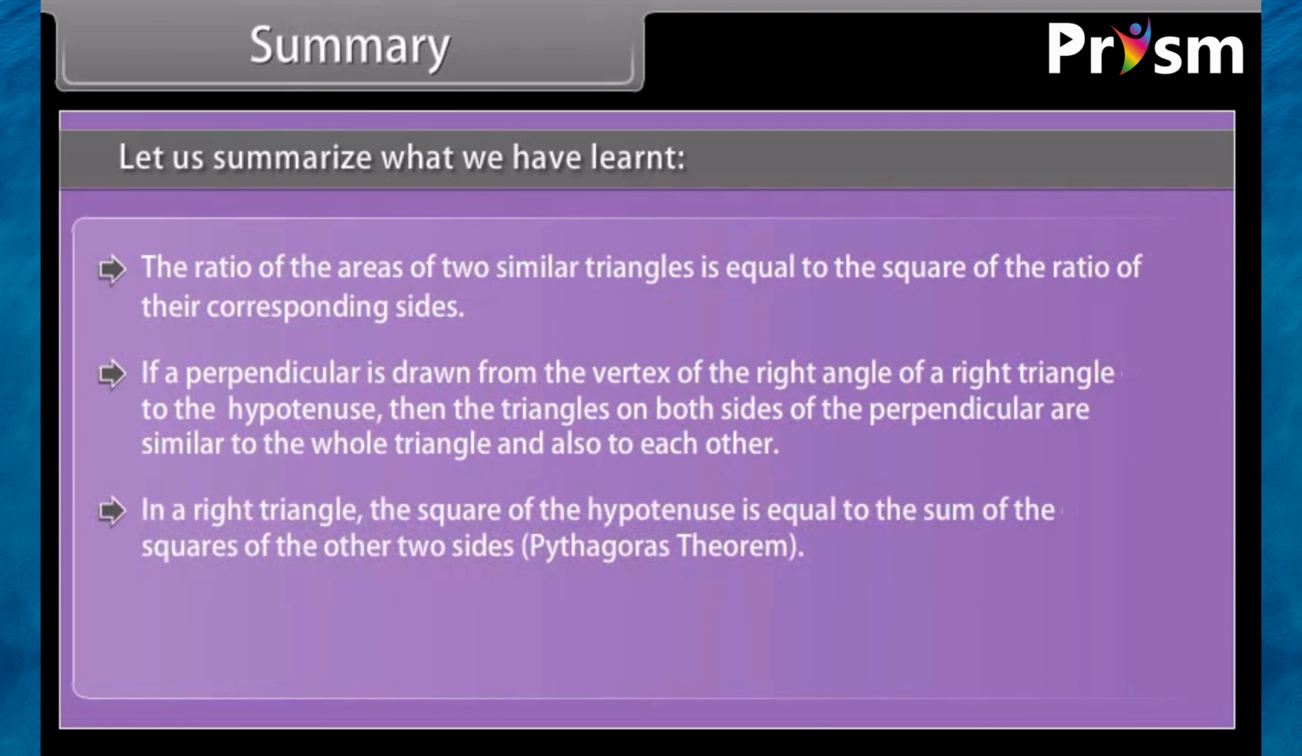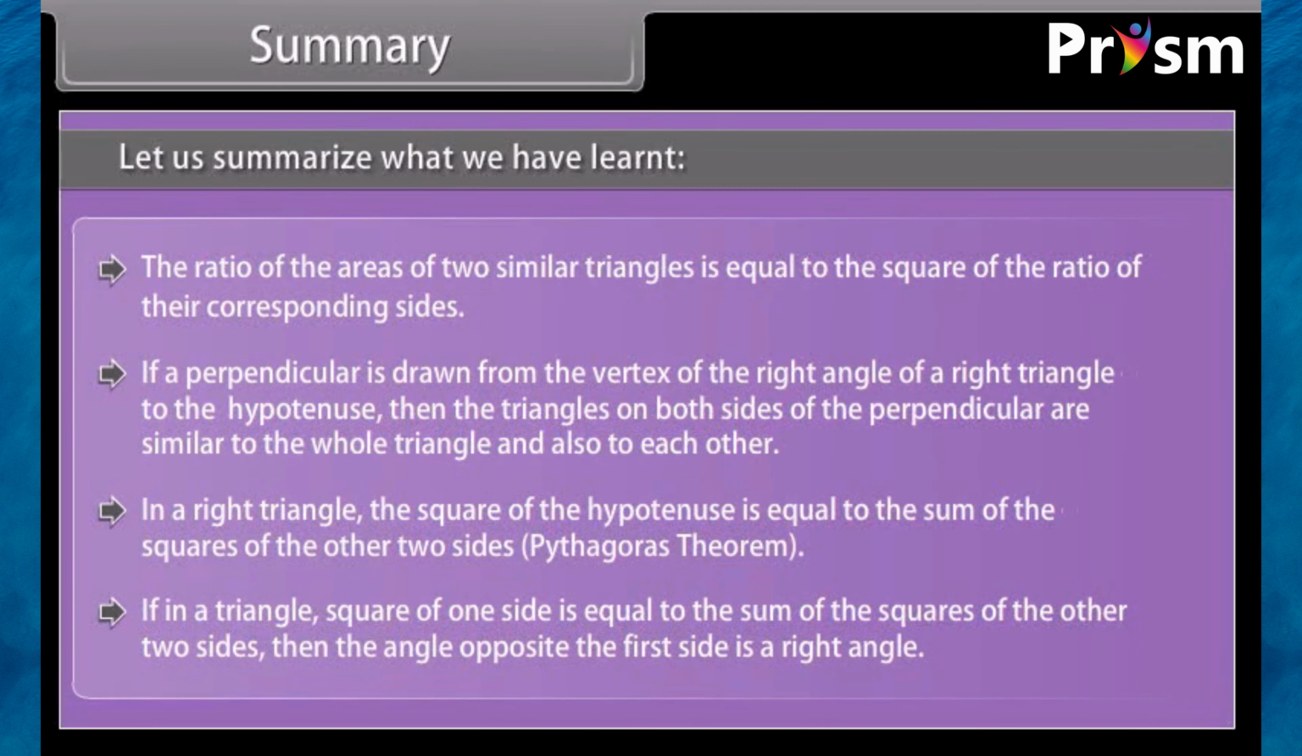In a right triangle, the square of the hypotenuse is equal to the sum of the squares of the other two sides, Pythagoras Theorem. If in a triangle, the square of one side is equal to the sum of the squares of the other two sides, then the angle opposite the first side is a right angle.